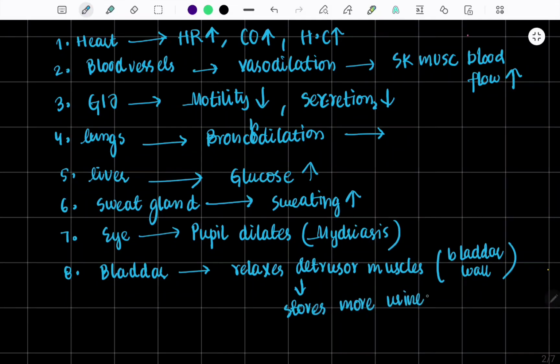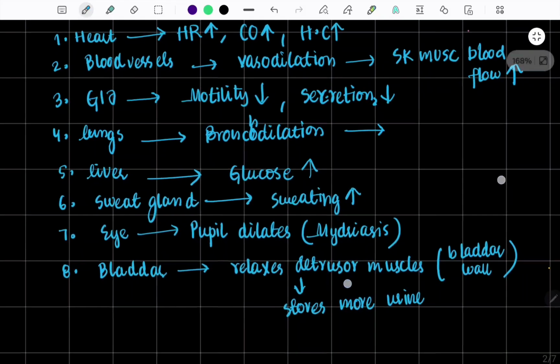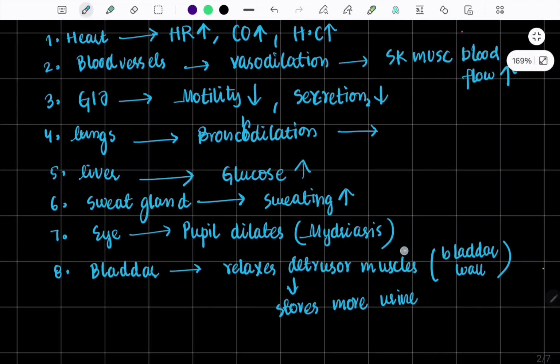But you have to remember that this doesn't mean that there is more urination, because when the detrusor muscles are relaxed, then the sphincter muscles are contracted, right? And that prevents urination, right? So you should know that in fight or flight situations, there is prevention or inhibition of urination, right? So SNS simply stores the urine, but it inhibits the urination, right?